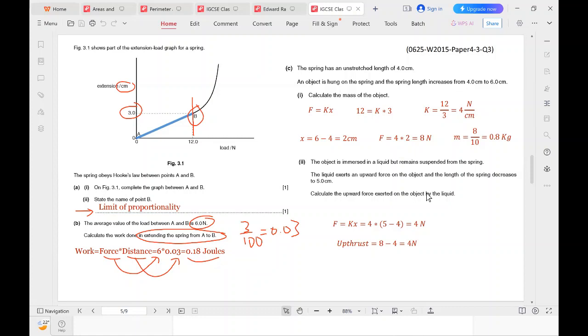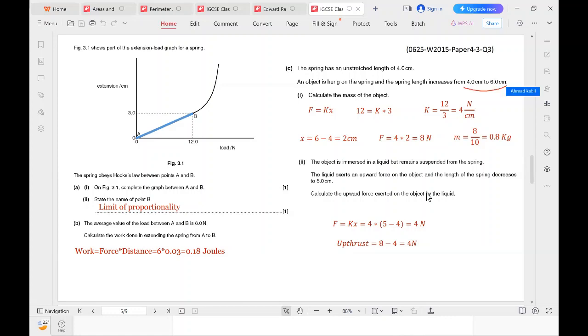In C, we're told that the spring has an unstretched length of 4 centimeters. And when an object is hung, the length increases from 4 to 6. Calculate the mass of the object. To increase from 4 to 6 means it increased by 2 centimeters. So x equals 2 centimeters or 0.02 meters. But in this case, we don't really need to convert to meters because everything is given in centimeters. So we can just work in centimeters. Now we want the mass of the object.